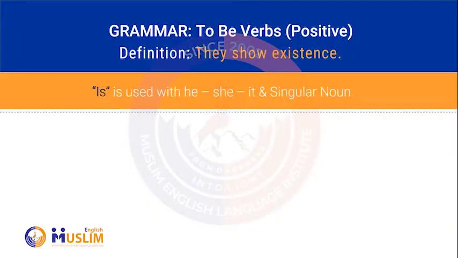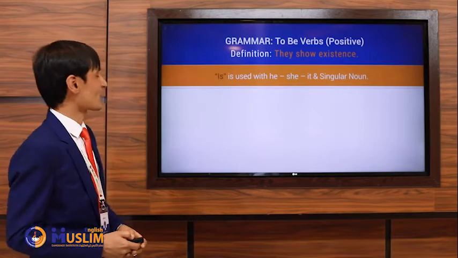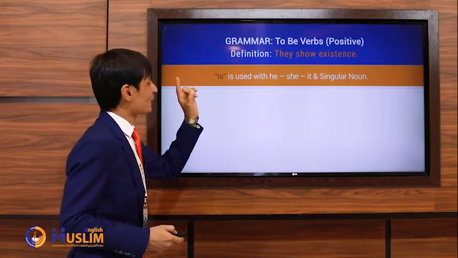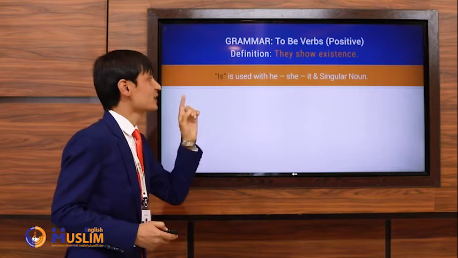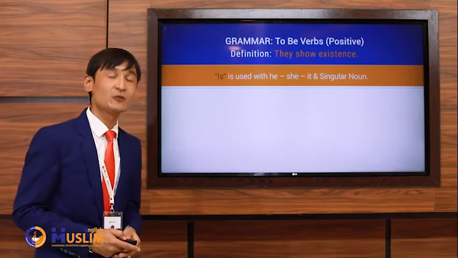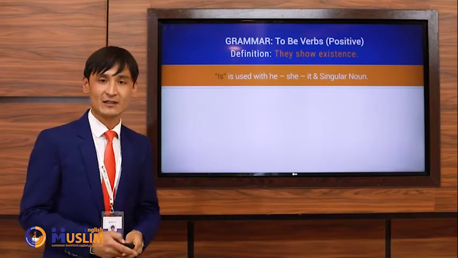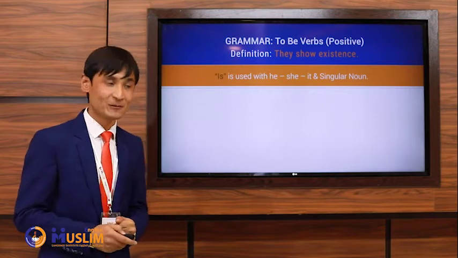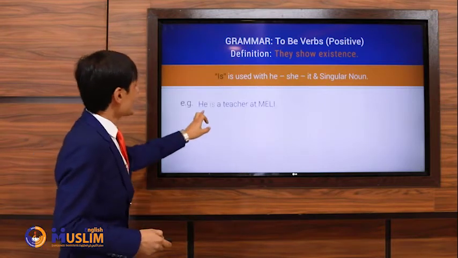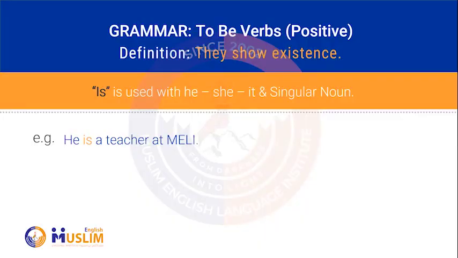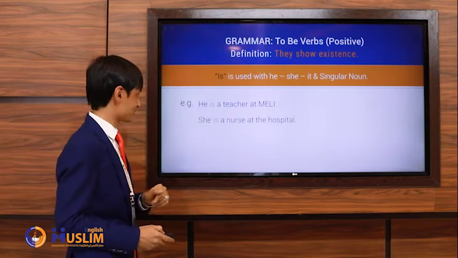Is is used with he, she, it and singular nouns. For example, he is a teacher at Melly. He is a teacher at Melly.